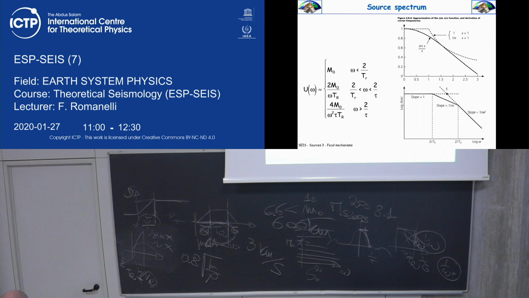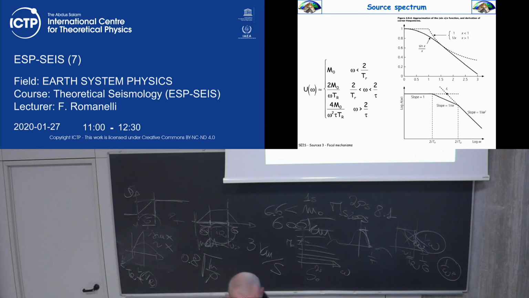So that the source spectrum in the frequency domain, averaged by radiation pattern and distance, is like that, where we have a flat zone proportional to M0, then a falling, then another falling with frequency, the omega square model. In practice, since it's not easy to find this beautiful picture, what you do is to use one corner frequency, a place where the spectrum is falling. And so we are going to use this sketch here for magnitude. Question. What about this?